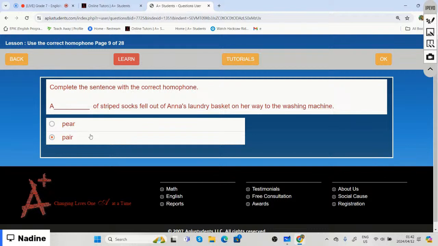All right, so we see that these are homophones, and homophones are words that sound the same, but the meanings of the words as well as the spellings of the words are different, right? It is different. All right, so here we can say a pair of striped socks fell out of Anna's laundry basket on her way to the washing machine.